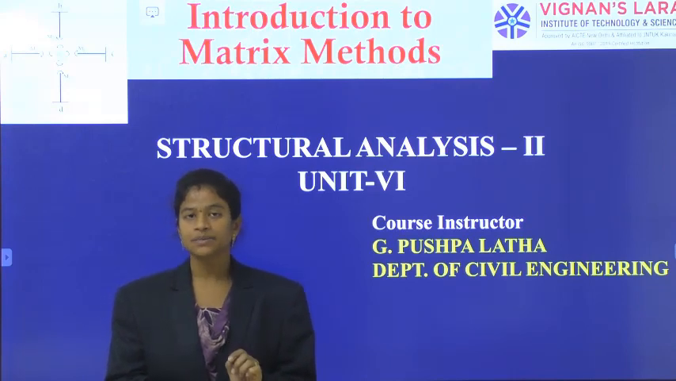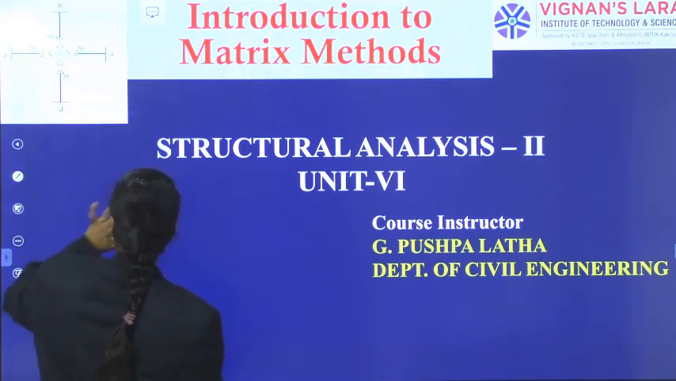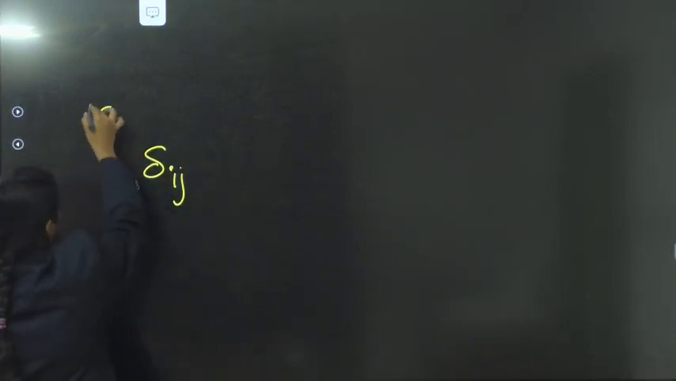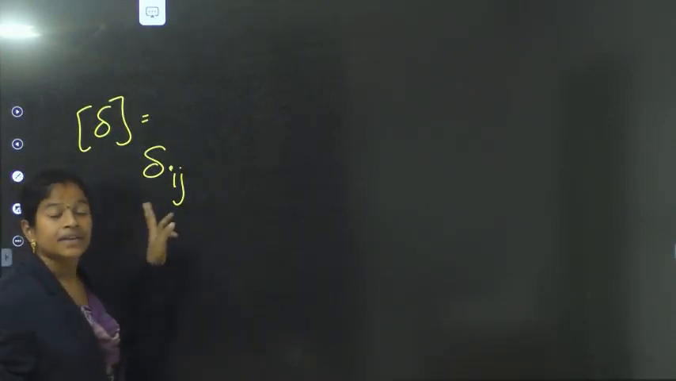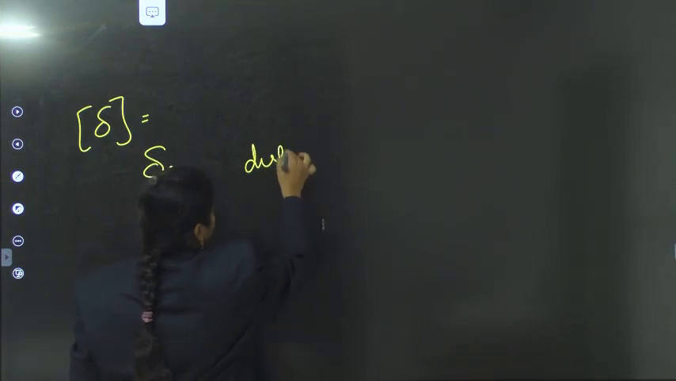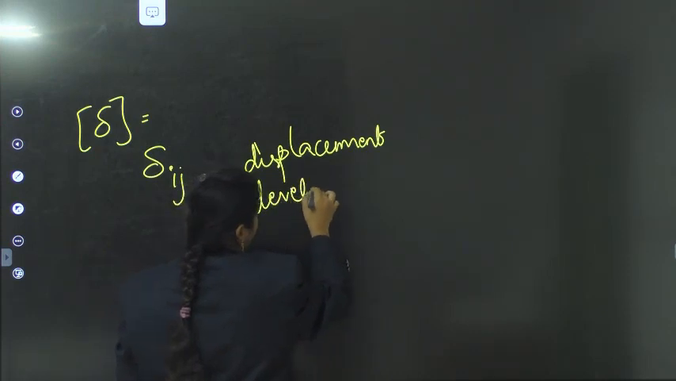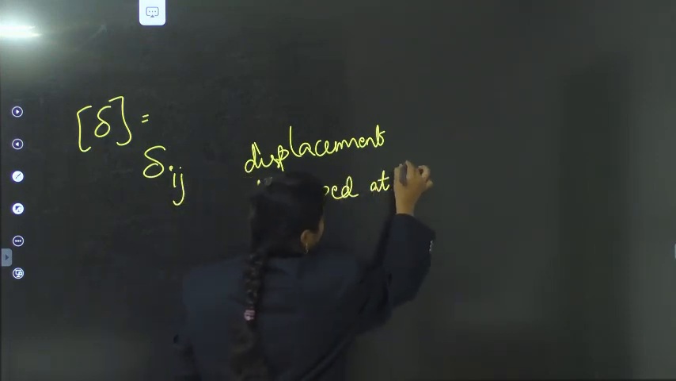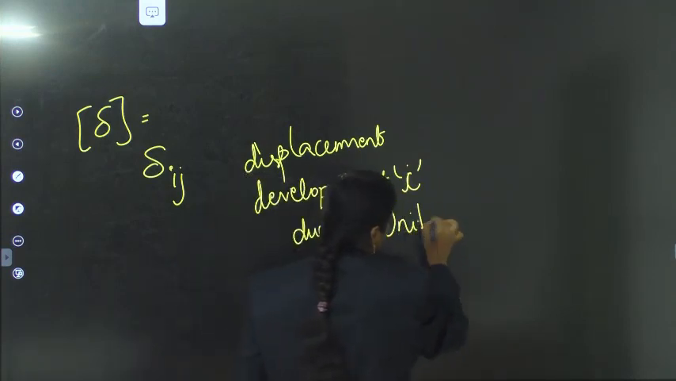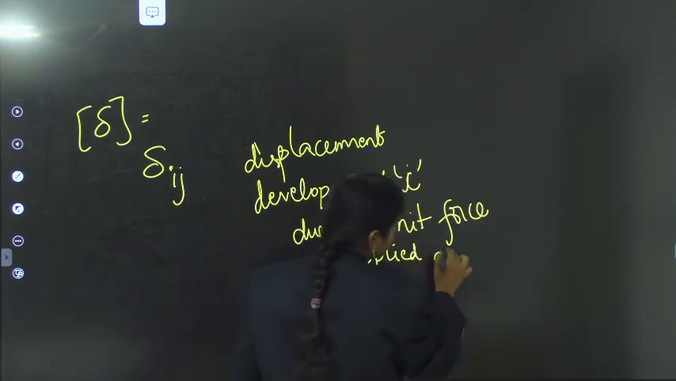Simply, in case of flexibility matrix, when I am indicating it with delta ij, or the matrix I am indicating as flexibility matrix, and this delta ij is indicating what? It is indicating displacement developed at I due to unit force applied at J.